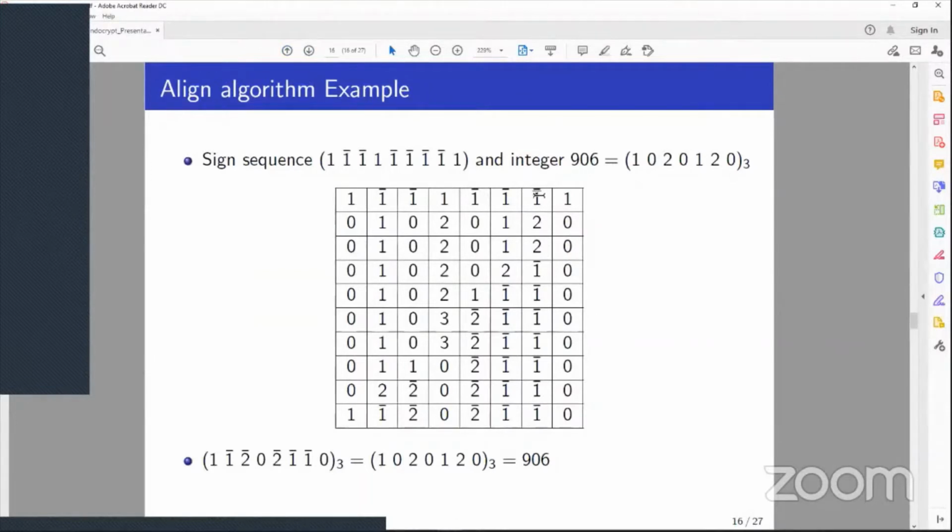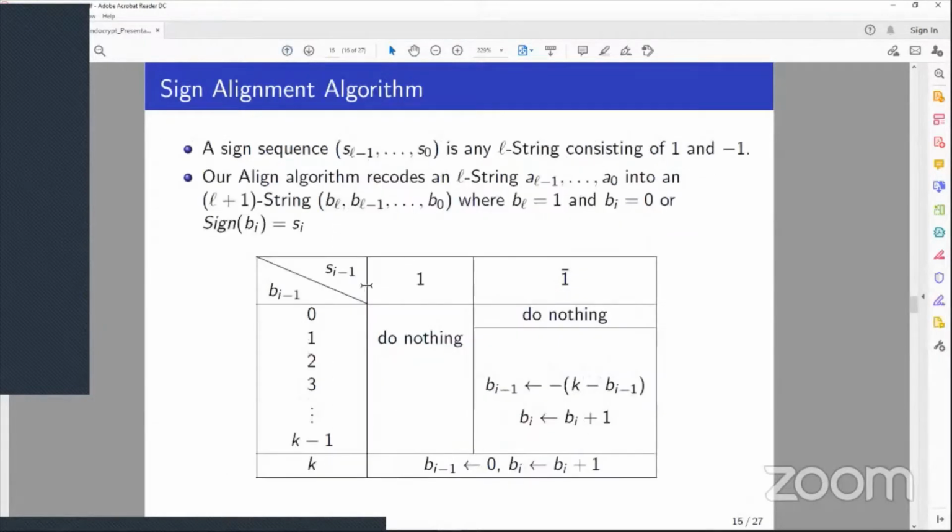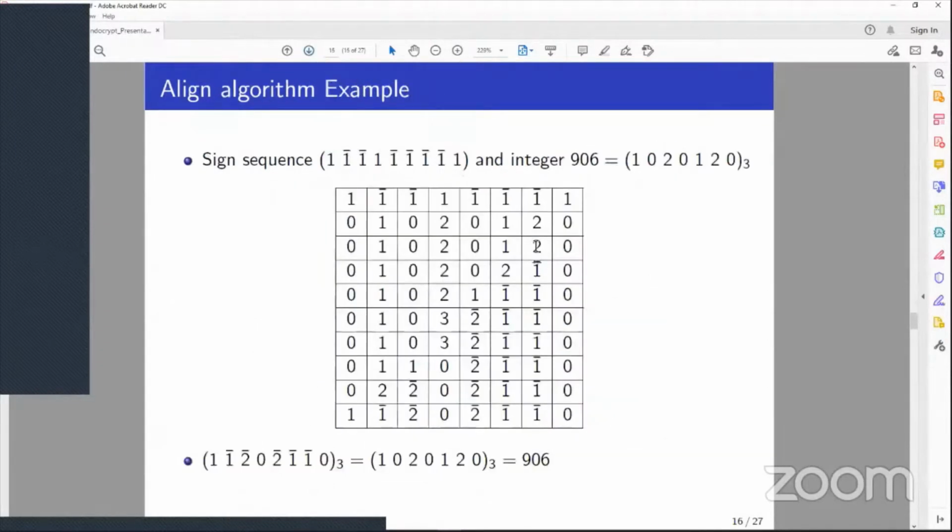In the next step, when it is -1 and 2, we again go back to the table. We replace the entry by the entry of the table, whatever the rule given there is. The rule is that we do -k -1, which is -1, and we add 1 to the next one, which gives 2. This way we recode the scalar.